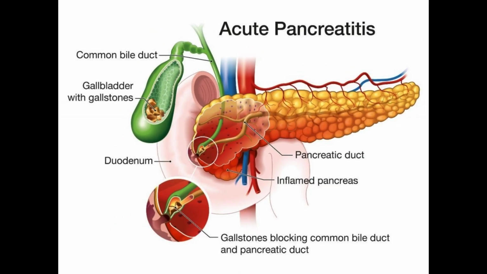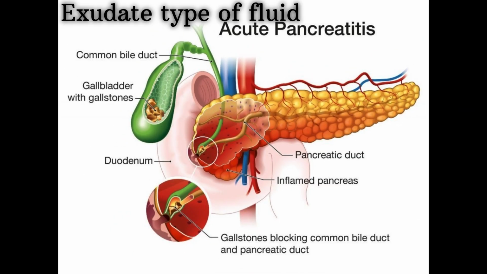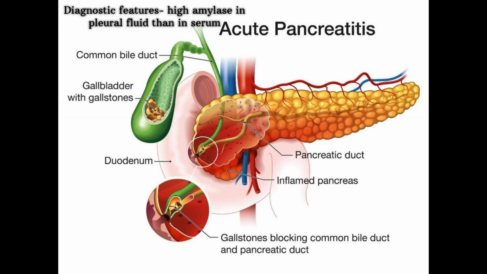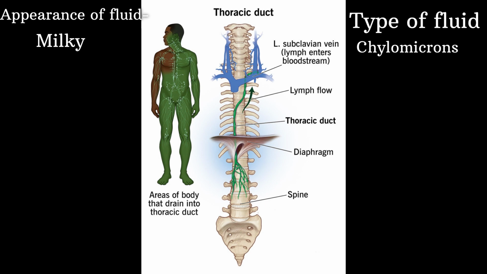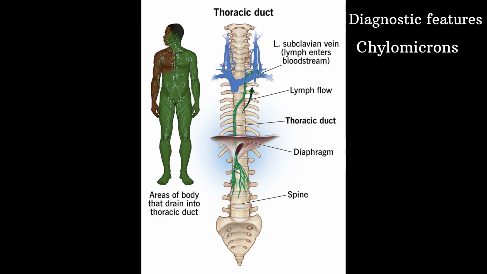If it is caused by acute pancreatitis, the fluid is serous or blood-stained. The type of fluid is exudate, and no cells are predominant. The diagnostic feature is higher amylase in pleural fluid than in serum. If pleural effusion is caused by obstruction of the thoracic duct, the appearance of fluid is milky in color. The type of fluid is chyle, and predominant cells are not seen, and the diagnostic feature is chylomicrons.